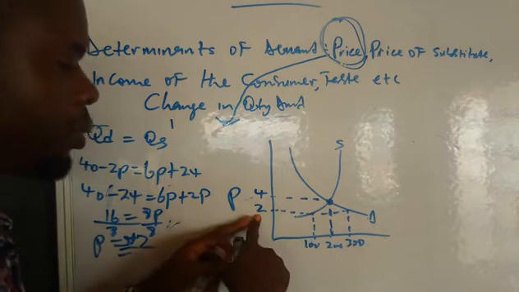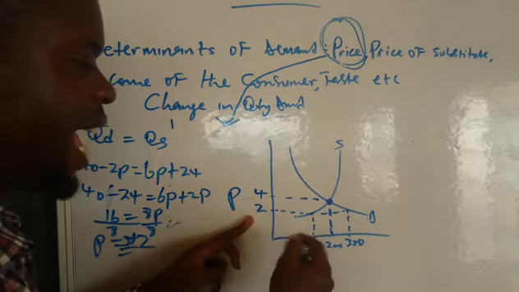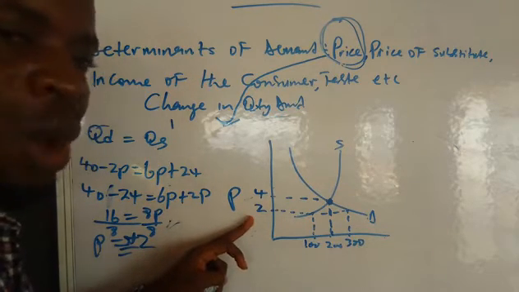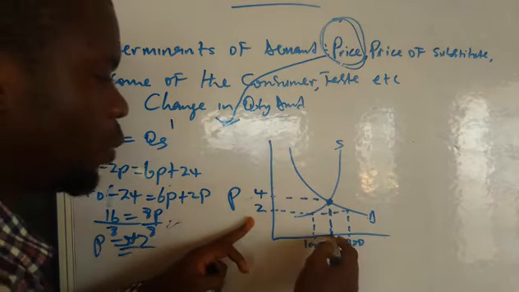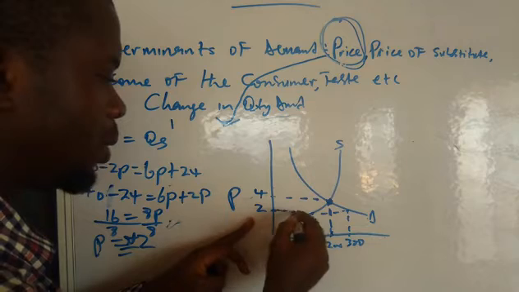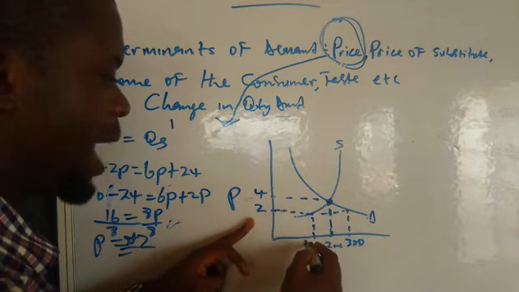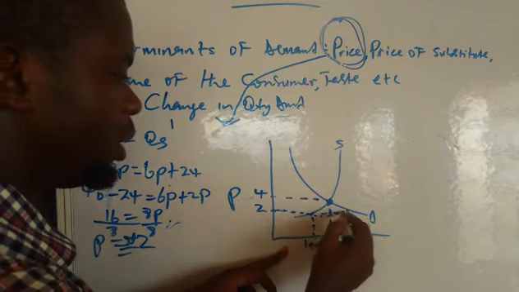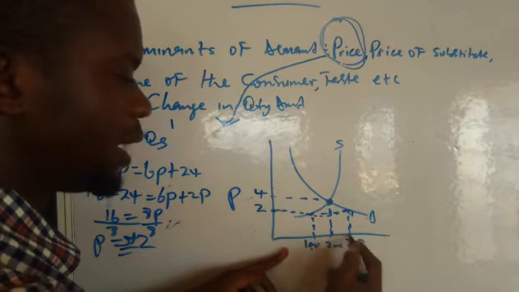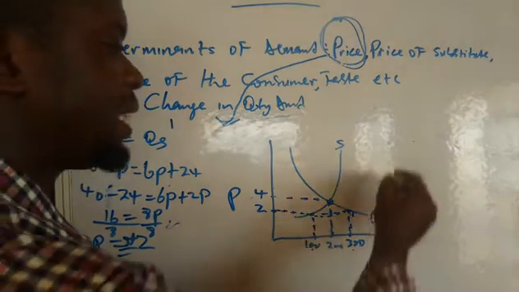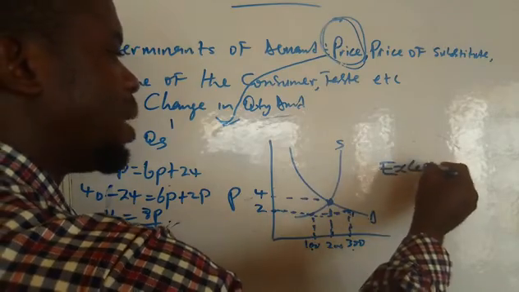At 2 naira, what is the excess demand? So how do you know excess demand? Look at the equilibrium. Then look at it here now. This is supply. Supply is 100. Then trace it to demand, at the same level, the same price. Demand is what? Demand is 300. So how do you find excess demand?